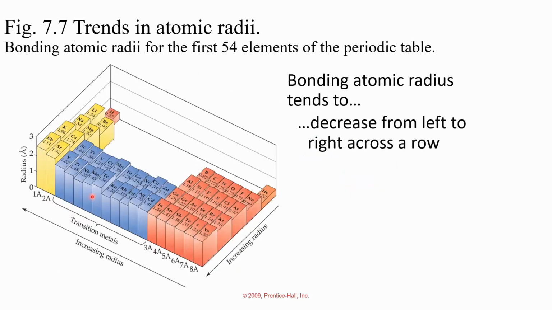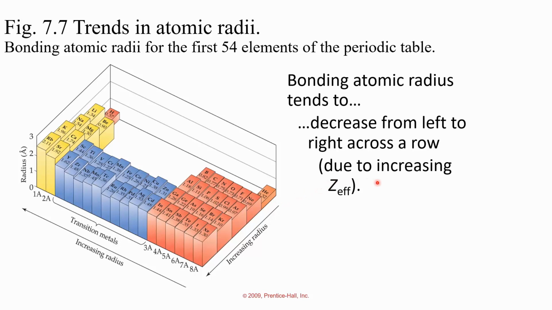Now, this figure shows us trends in atomic radii. Now, bonding atomic radii for the first 54 elements of the periodic table, we will notice the following. Bonding atomic radius tends to decrease from left to right across a row. We call this a row. So, for example, here sodium 1.54, magnesium 1.3, aluminum 1.18, and so you see size decreases as we go from left to right across a row.